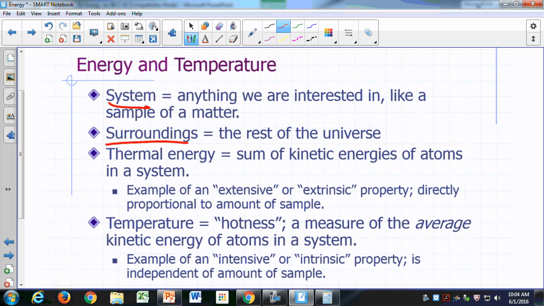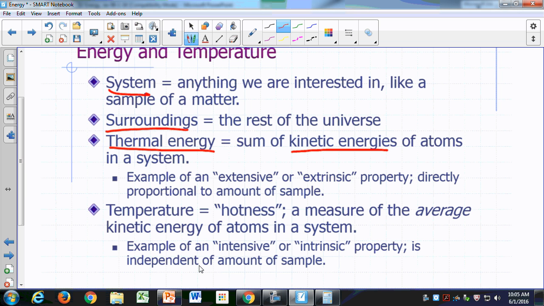The word thermal energy, you may have associated that to be synonymous with heat. The precise definition of that is really just the sum of the kinetic energies of the atoms in the system. So you have a collection of atoms, a sample of matter. If you add up the kinetic energies of the atoms in your system, you have what's called the thermal energy. Now, thermal energy is an example of what's called an extensive or extrinsic property. What that means is it's directly proportional to the amount of sample.